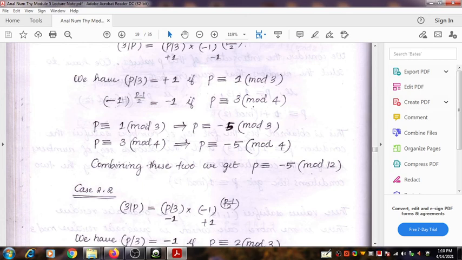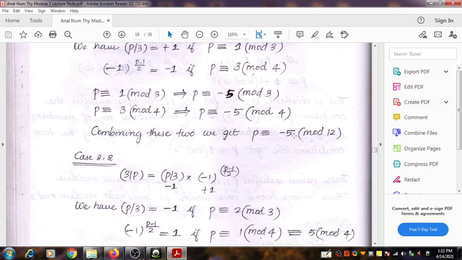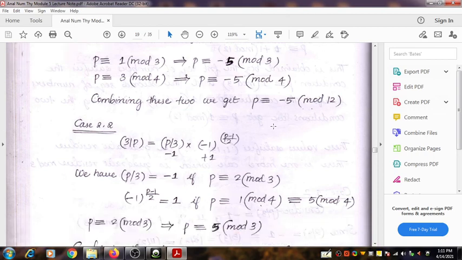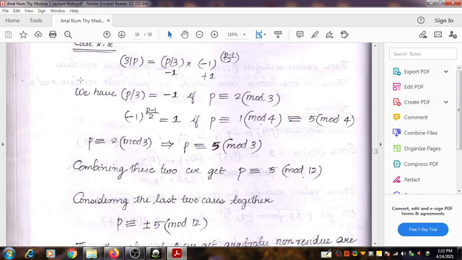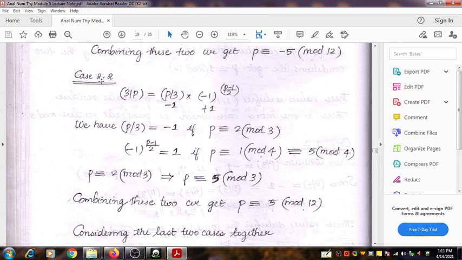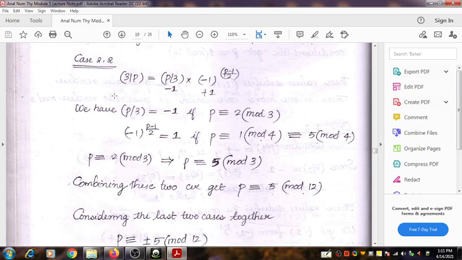the first condition can be modified to get the second quantity the same. We can see that P is congruent to 1 mod 3 is the same as P is congruent to minus 5 mod 3, and the second condition can also be modified to get P is congruent to minus 5 mod 4, and so combining that we can write P is congruent to minus 5 mod 12 is the combined condition for that case. Next, last case.